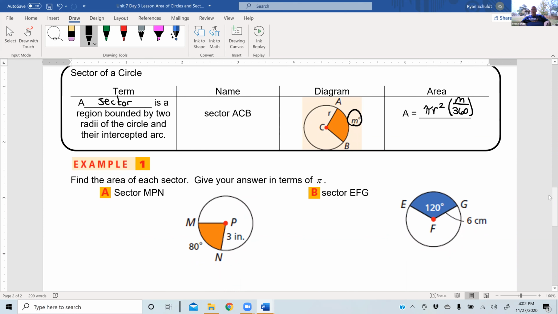So they say, find the area of each sector. Give your answer in terms of pi. So sector MPN. Area is pi r squared times the fraction I want, m over 360. So pi times 3 squared. The fraction I want is 80 degrees out of a total of 360.